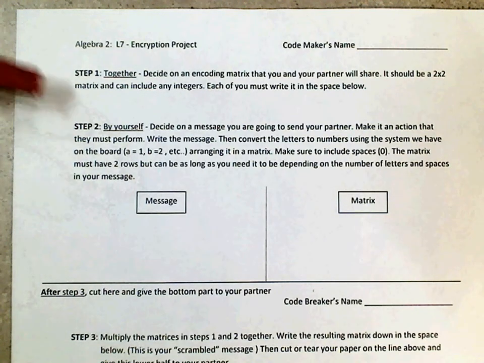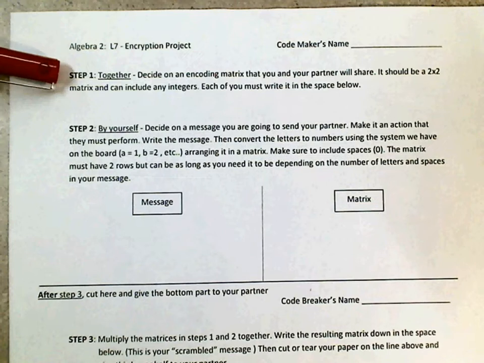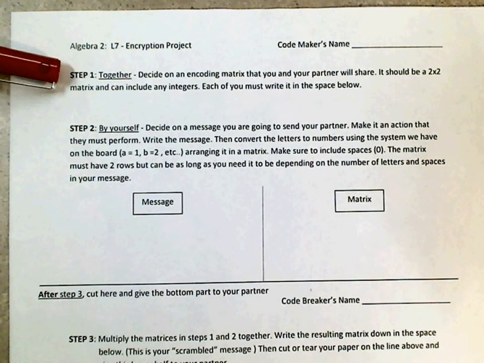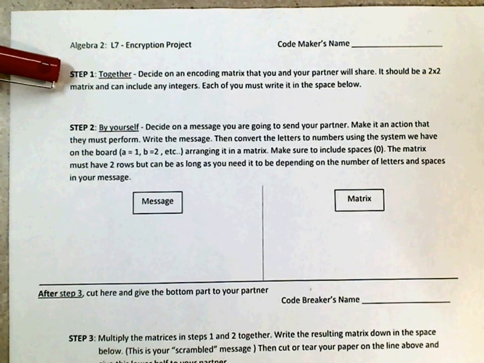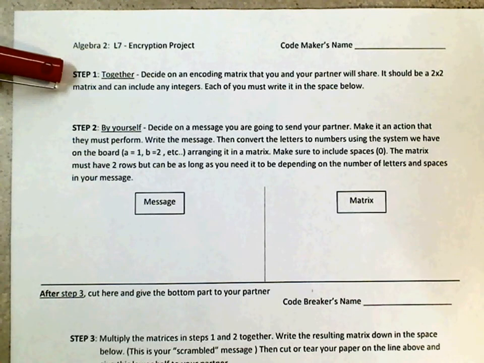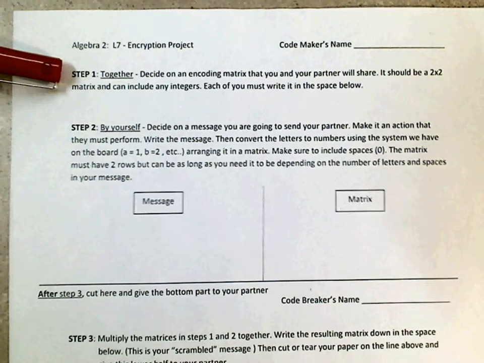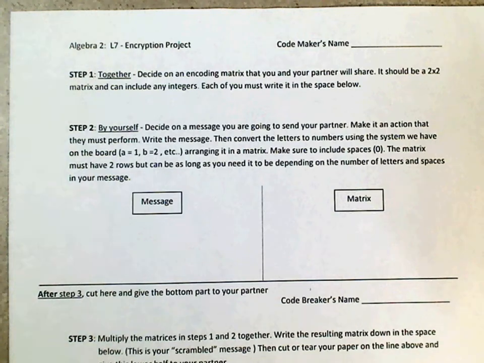First of all, step 1 says together, that's you and your partner, decide on an encoding matrix that you and your partner will share. Only you and your partner will know this. Anybody else with another code will not be able to decipher your message, okay? It should be a 2 by 2 and it can include any integers. Each of you must write it in the space below.